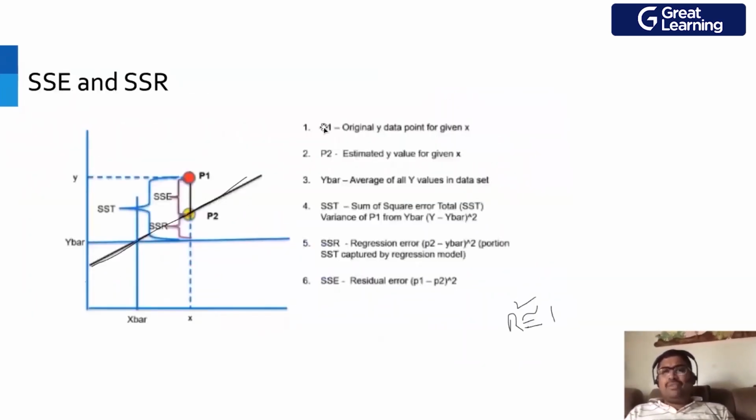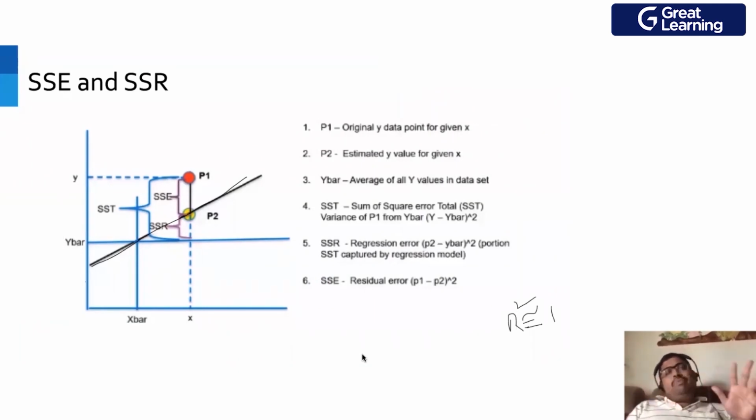So these are the same terms. P1 is the original data point, which is your data point given by the data set. P2 is the estimated data point. Y bar is what we talked about. I'm just reading through what is there on the slide. So now you have two types of errors. One is SSE, which is your residual error. SSR is the regression error. These two types of errors together are called the total error that is possible in your regression model. Total error is equal to residual error plus regression error.